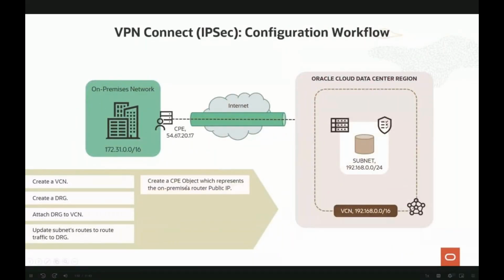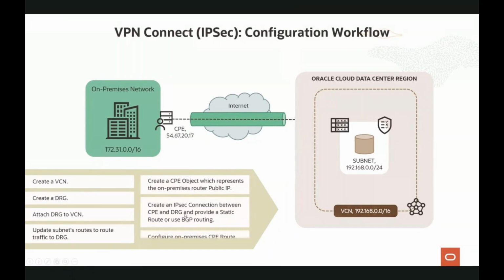We need to create the customer premise equipment, as previously mentioned. And then we will create the IPsec tunnel. And with the information that we retrieve from the IPsec tunnel, like the addresses, the counterpart to the CPE, and the shared secrets, we'll collect those so we can configure the CPE. So let's go ahead and proceed.